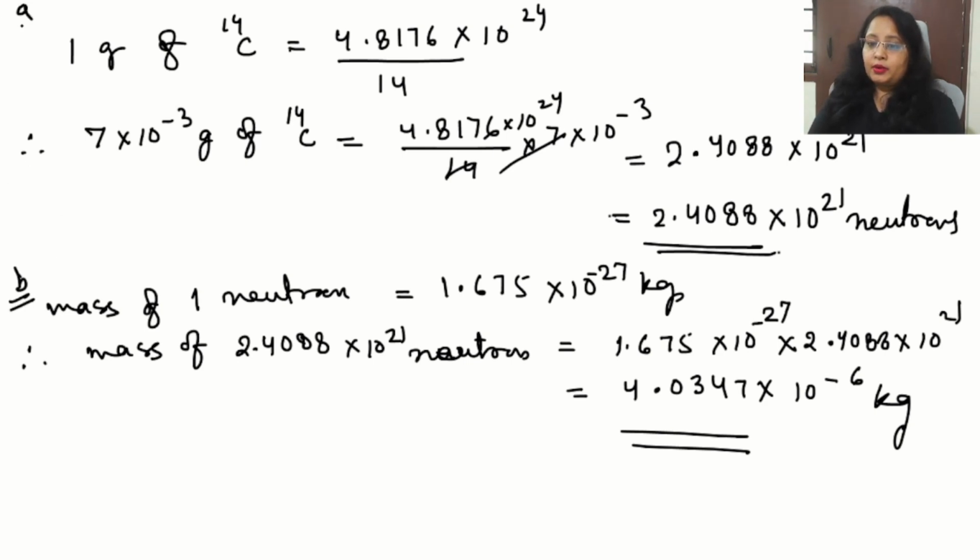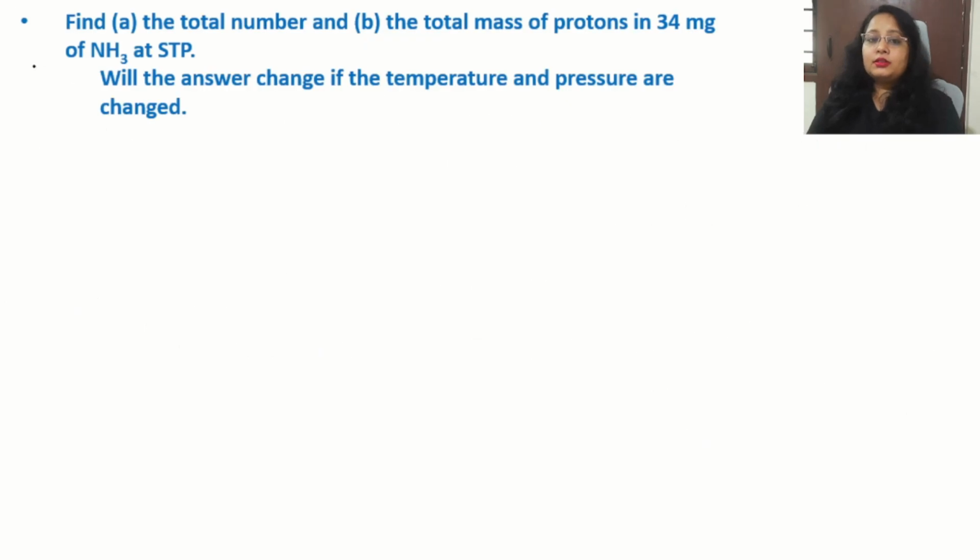This is the B part of the second question. This is the A part. Now in a similar way we will come up to the third part of the question. Whatever we did in the second part, the same we apply here. So here, in place of carbon 14 we have ammonia. Find the total number and the total mass.